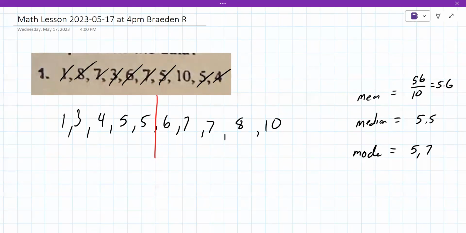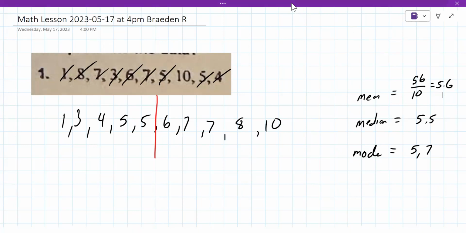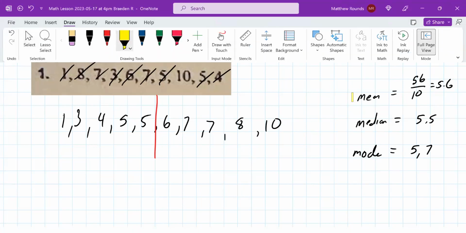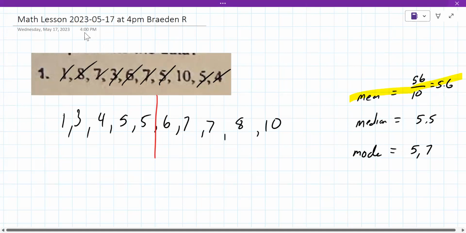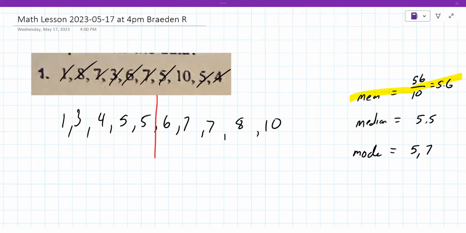All right, now they want you to know which measure of center best represents the data. Basically, you're looking to see if there are any outliers, any extreme values. I don't know, it's pretty symmetrical to me, so I think the mean is probably the best one to use. But it's more about whether you say, okay, no outliers or pretty symmetric or not. All right, why don't you do the same thing for data set 2?